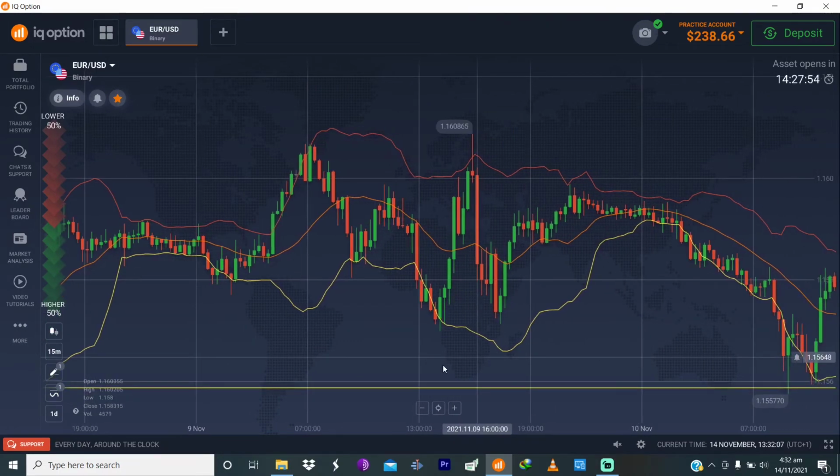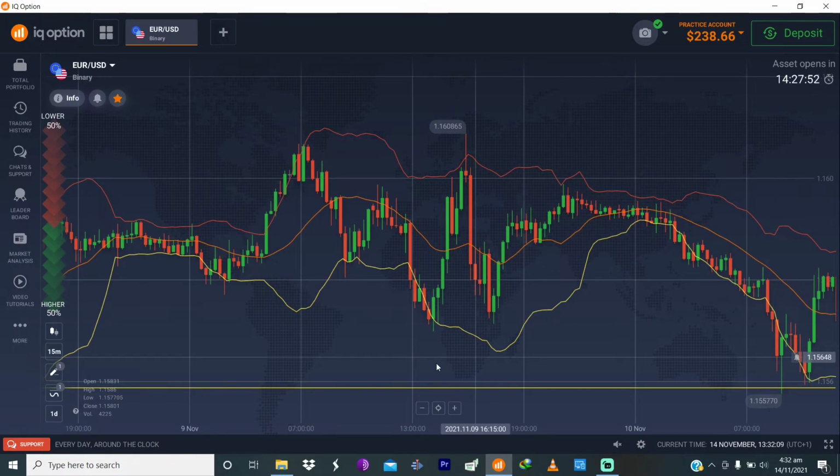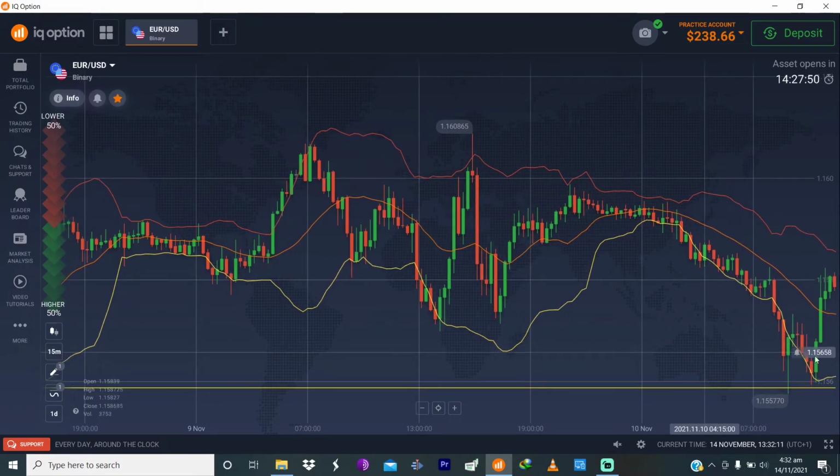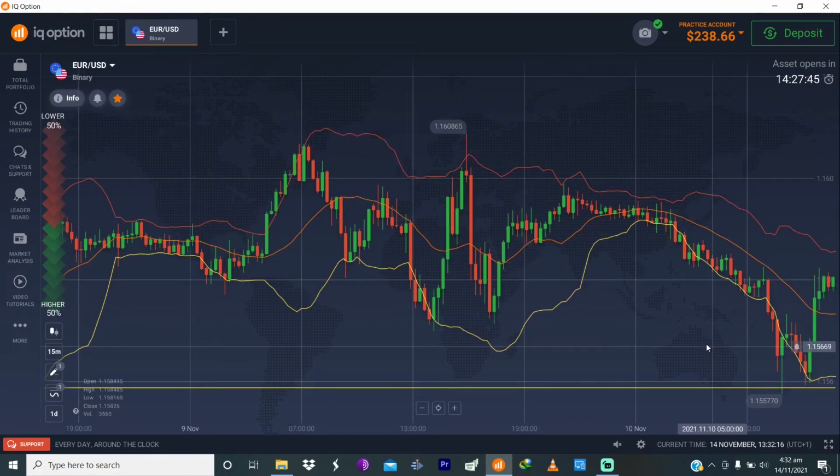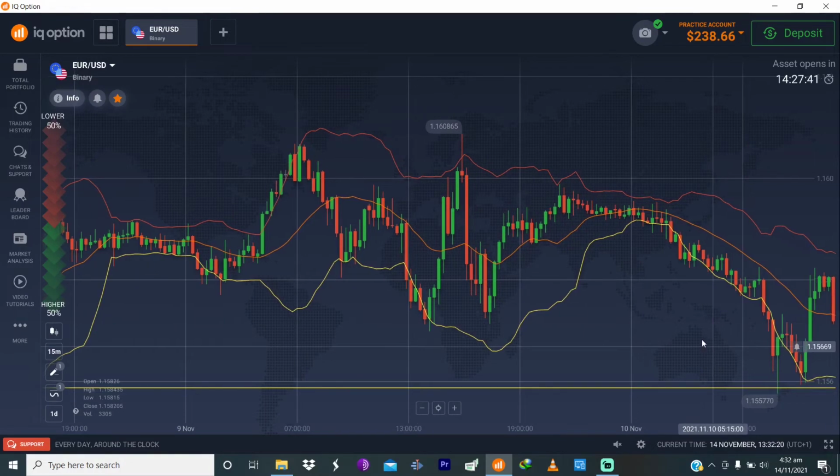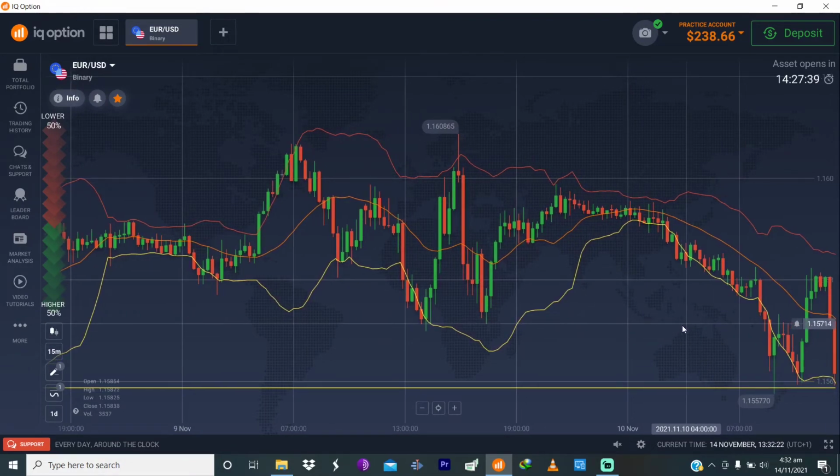You see there's no cross, then there's a bullish movement, like a retracement here. You wait, then you see a bearish candle, a bullish candle, a bearish candle, you wait, you see another bearish candle here.